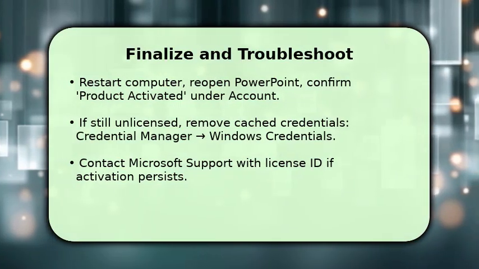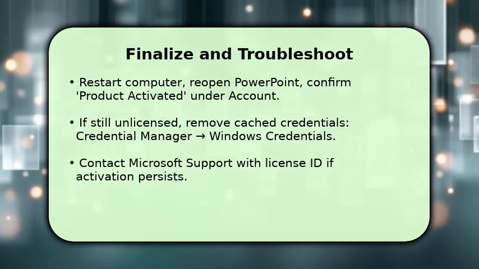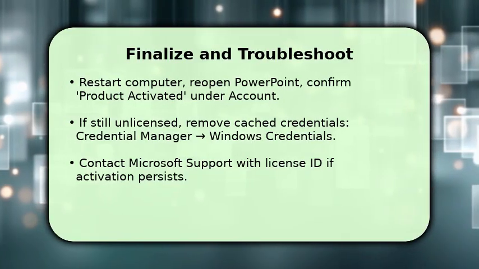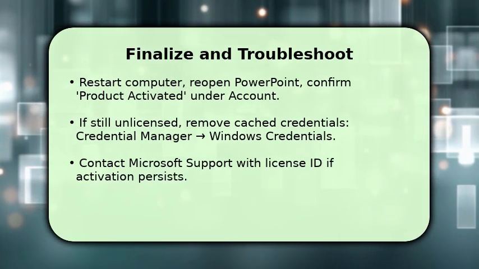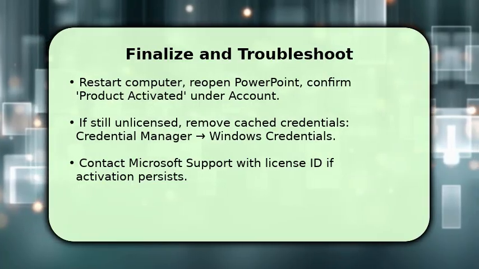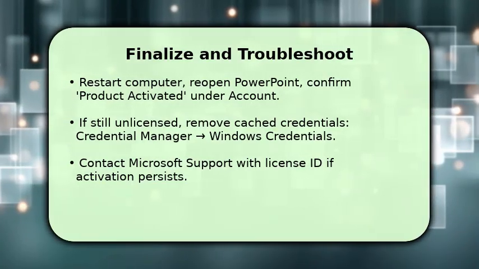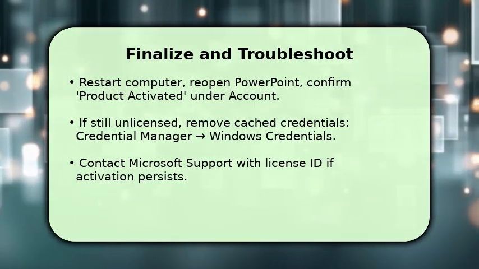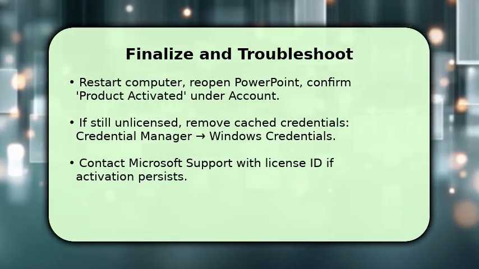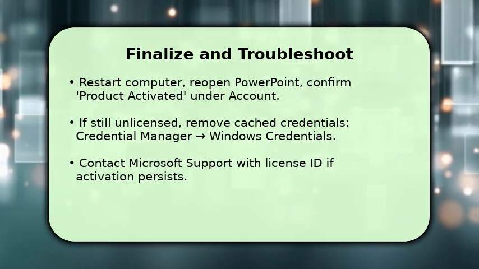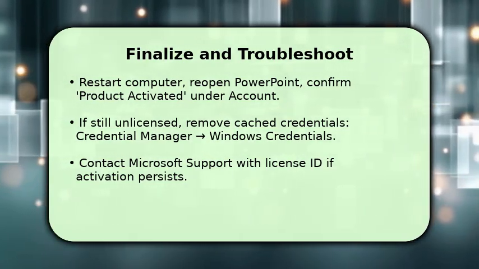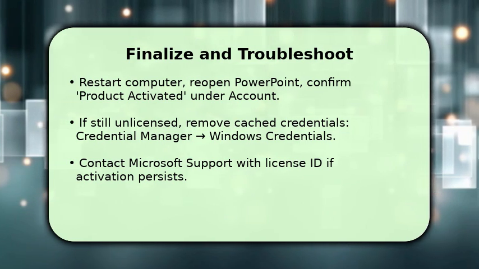Finally, restart your device, reopen PowerPoint, and verify the account pane displays product activated. If it still shows unlicensed, remove stale credentials. Open Credential Manager, delete Office/Microsoft entries, then sign in again. This clears mismatched tokens. If activation still fails, reinstall Office from account.Microsoft.com using your linked account or contact Microsoft support with your license ID and receipt.